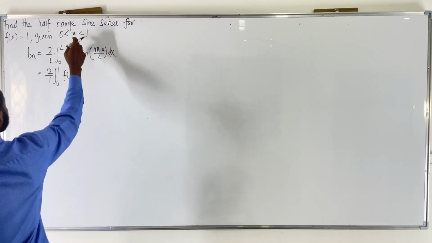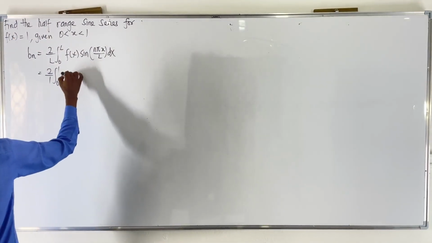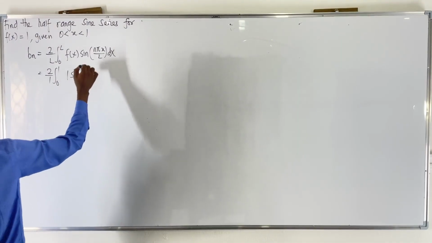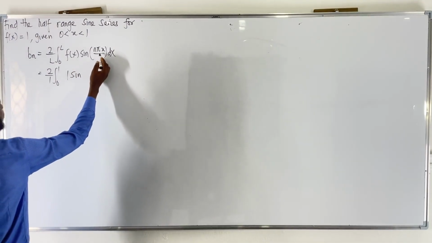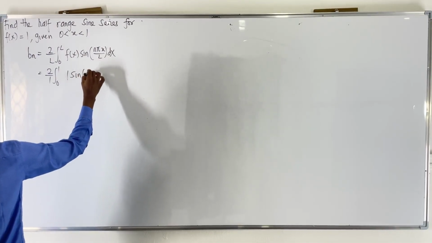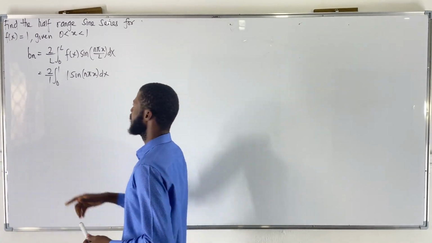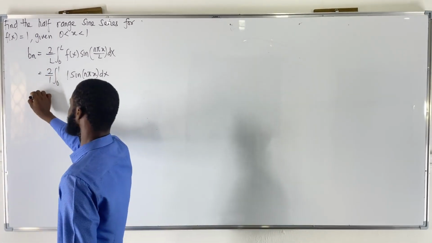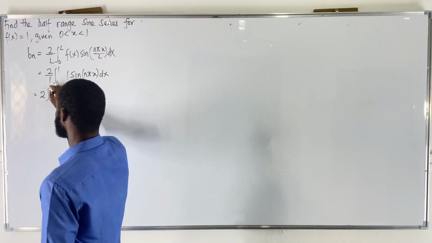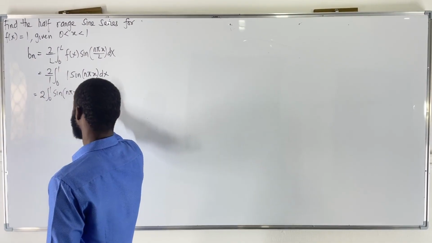F of x is 1. So f of x is 1 times sine. If your L is 1, anything over 1 is that same thing. So this will be n pi x dx. So this is what we have. Now 2 over 1 is just 2. So this will be 2 integral from 0 to 1 sine n pi x dx.